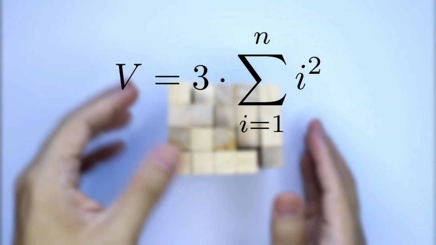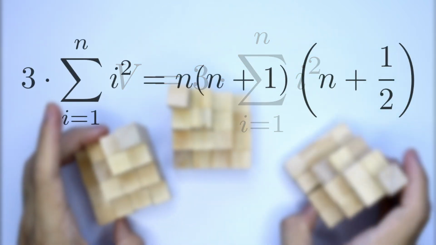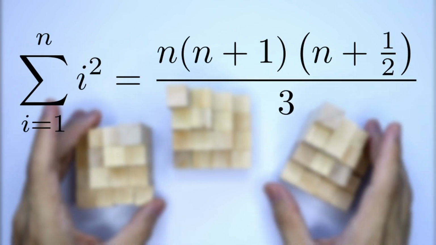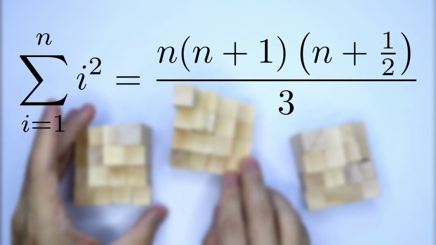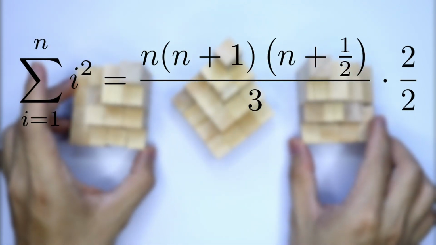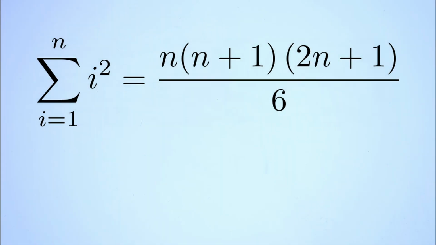The volume of this figure will be equal to 3 times yung summation ng i squared, which will be equal to the product of our dimensions, n times n plus 1 times n plus 1/2. Since ang gusto natin ay yung formula for the summation, we divide everything by 3. We multiply 2 over 2 para ma-process yung n plus 1/2, and we'll get the formula that the summation from i equals 1 to n ng i squared will be equal to n times n plus 1 times 2n plus 1 all over 6.